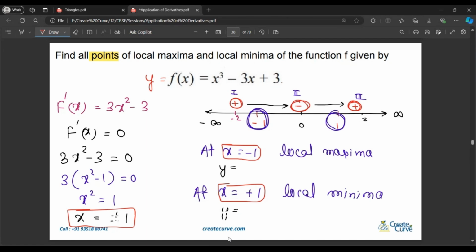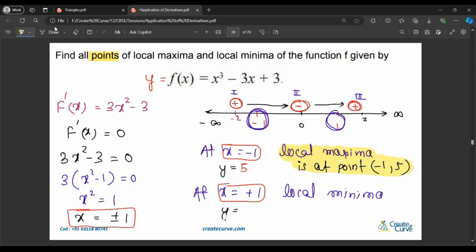So when x is minus 1, y is 5. So local maxima is at point minus 1 comma 5. This will be our final answer. Local maxima is at point minus 1 comma 5.